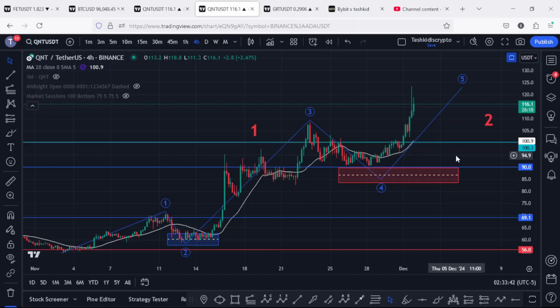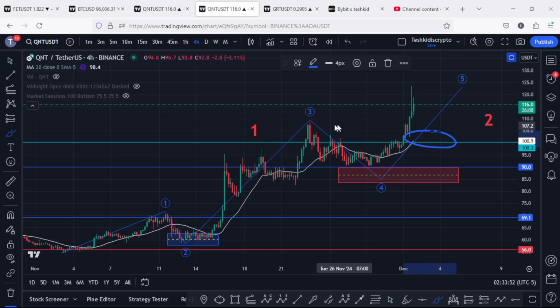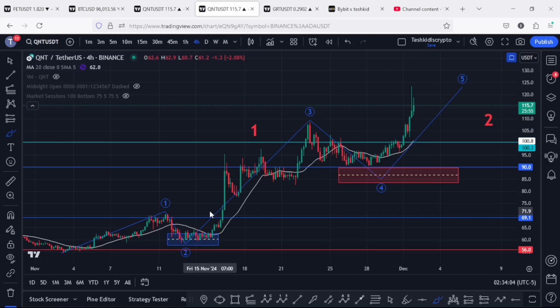QNT has finally given us a massive breakout to the upside after we managed to break above our key area of resistance above the $100.3 and above our significant high that we made above the $108.8. We have also managed to break above the 20-day MA here on the 4-hour chart, flipping it back into support, and we have also continued to obey the Elliot wave structures.